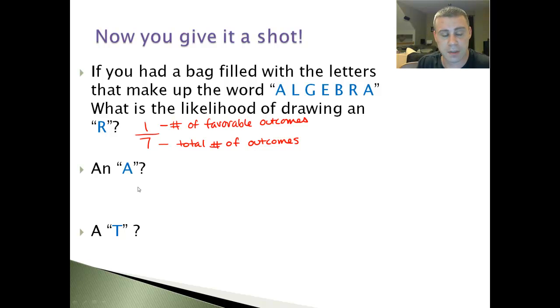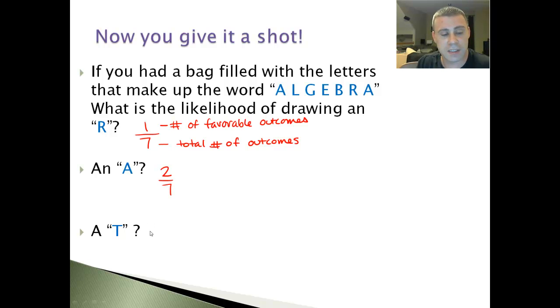Okay? Hopefully you're starting to get it. Now what's the likelihood of drawing an A? Well, our total number of outcomes hasn't changed. It's still 7. However, now there are 2 A's in algebra. So your answer is 2 over 7. Again, you can't reduce it, so it's just 2 over 7.